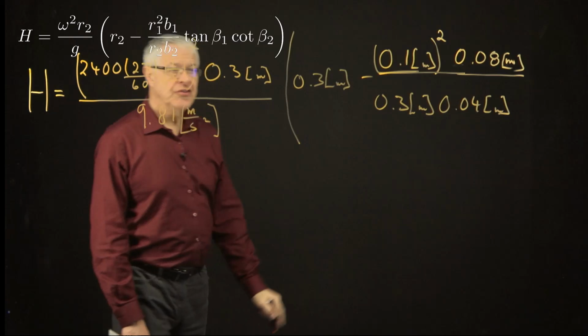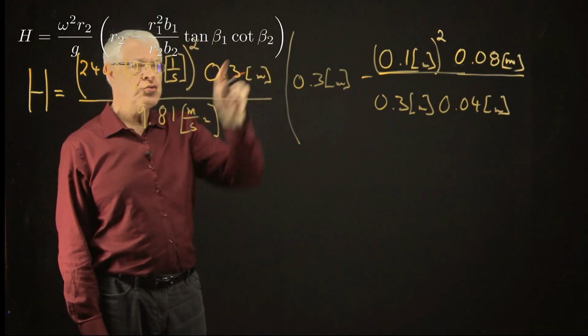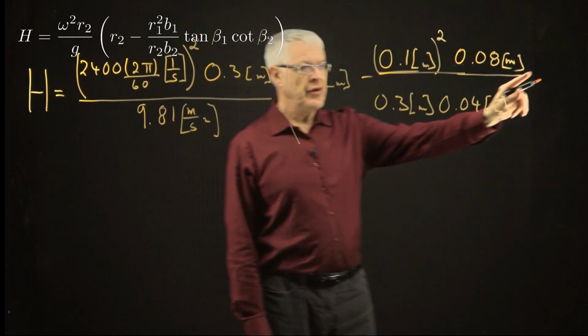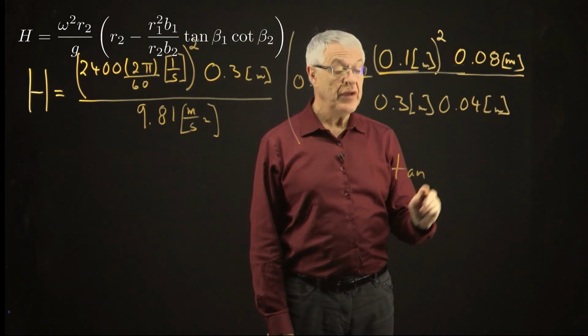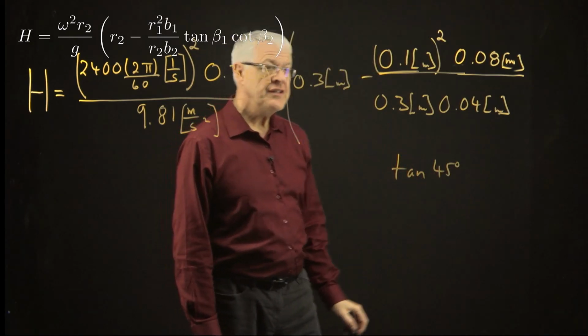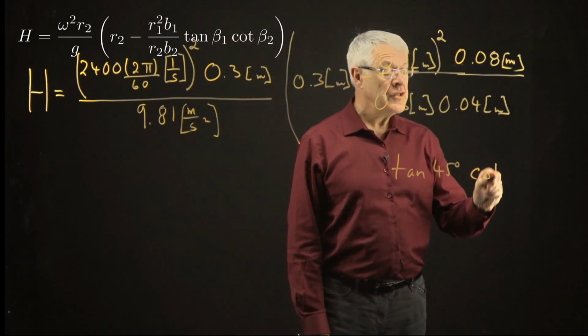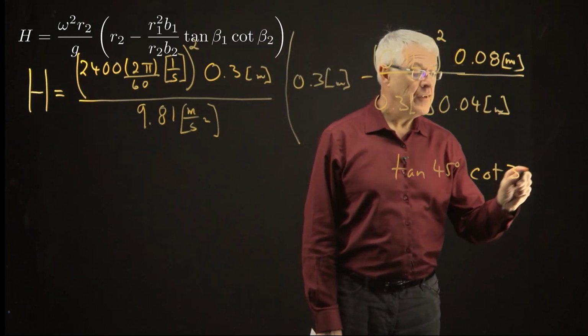And then we need to multiply all of that by the tangent of beta 1 and the cotangent of beta 2. So I'm out of room on the end here, so I'm going to put that down here. So tangent beta 1, if we look back at the diagram, beta 1 is 45 degrees, and then the cotangent of beta 2, and beta 2 is 30 degrees.